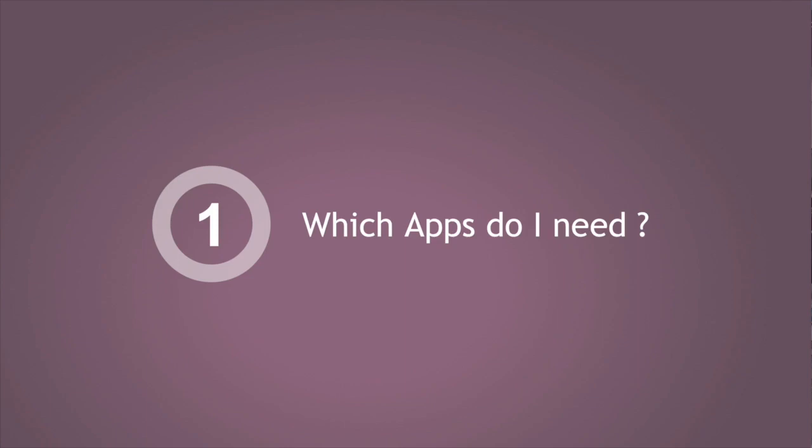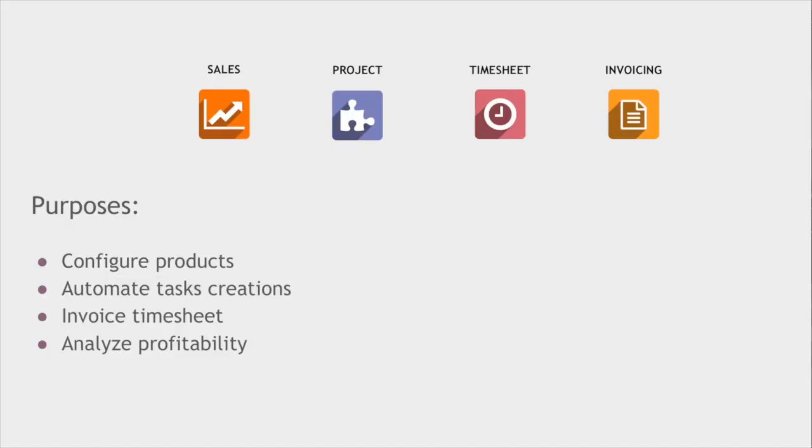So let's first see which app we use in this video. As you can see, a few apps are installed: Project and Timesheet, already familiar to you, as well as the Sales and Invoicing apps. Those apps combined will allow you to configure your products, automate task creation starting from a validated sale order, invoice your timesheet in different ways, and analyze if your project is profitable.